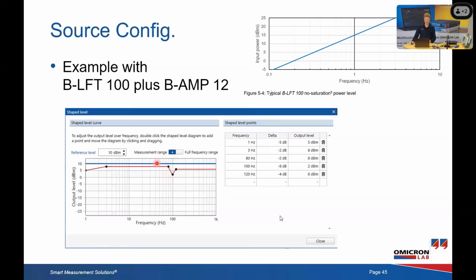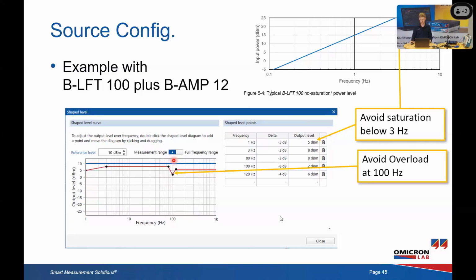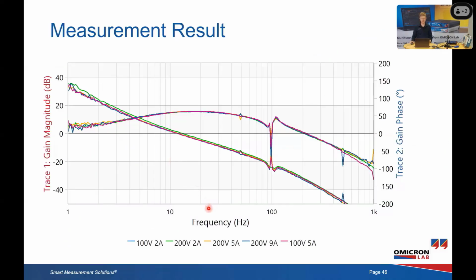Here at 100 Hz I had to reduce the injection level a little bit in order to avoid overlapping between the 100 Hz ripple on the V-bus and the injection level, otherwise my Bode was showing an overload. So to avoid saturation below 3 Hz, I have reduced the injection level a little bit at low frequency, and that's the results that I got.